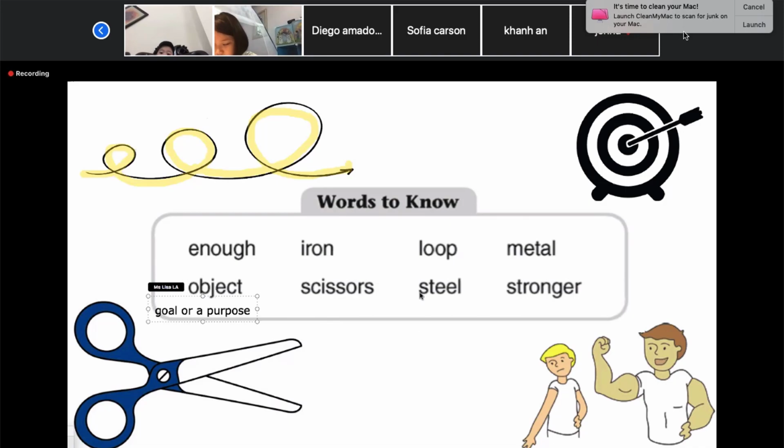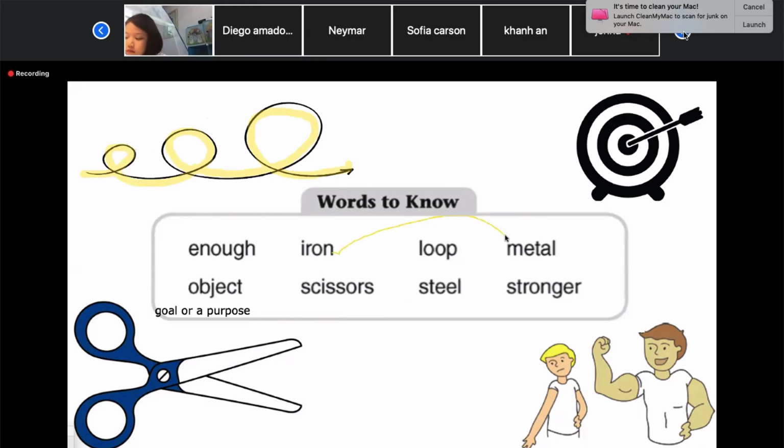Scissors. Ronaldo, what do we use scissors for? To cut something. Very good. We use scissors to cut something. Steel is another type of metal. So we'll say iron is a type of metal. Steel is a type of metal.